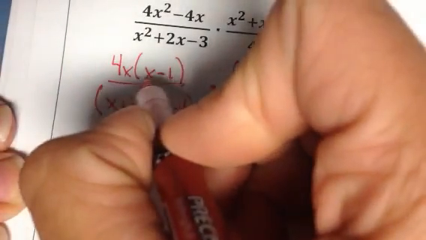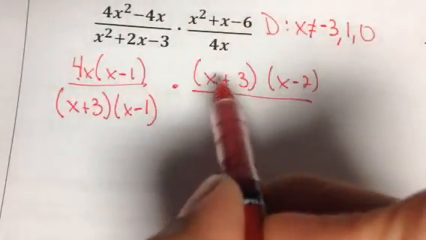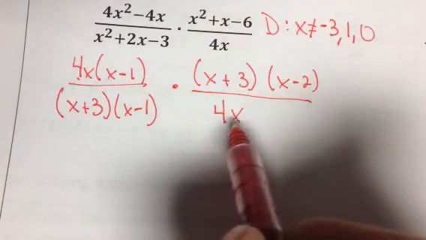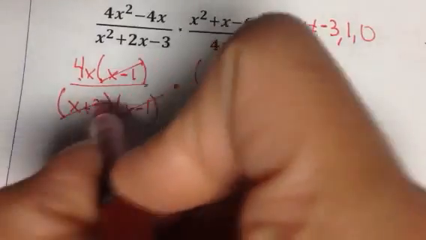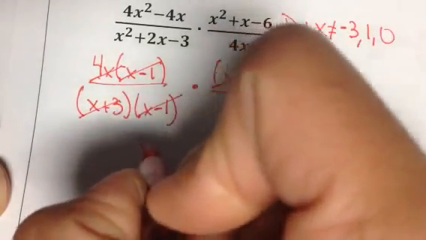So x minus 1 multiplies to 4x. Factor, factor. This is a factor, this is a factor, factor, factor, factor. They're all multiplying. So x minus 1 will take out x minus 1. X plus 3 will take out an x plus 3. 4x will take out a 4x, so that when we're all done, you're just left with x minus 2.